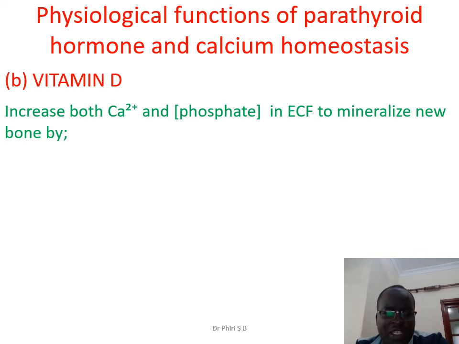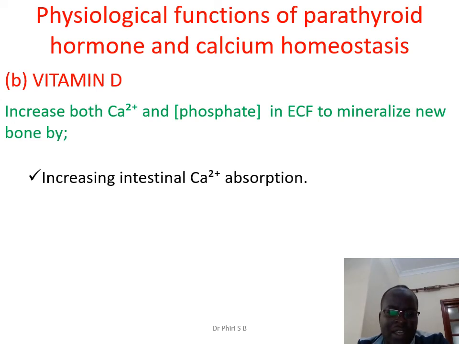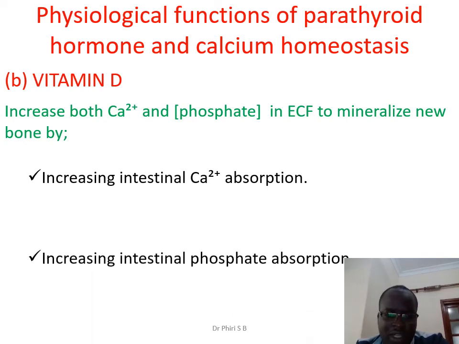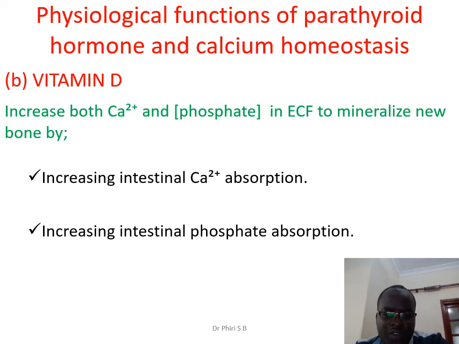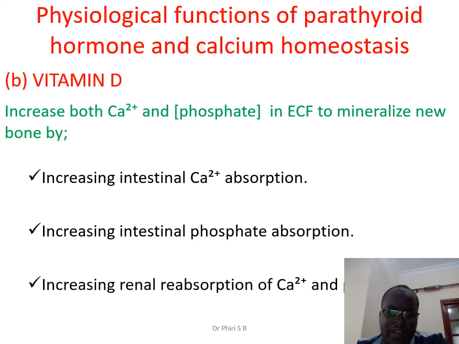The vitamin D is going to increase both calcium and phosphates in the extracellular fluid for new bone to form, so for bone mineralization. Like I said, how does it do that? It's going to increase intestinal calcium absorption. The intestinal calcium absorption is increased, and also the intestinal phosphate absorption is increased under the influence of vitamin D. At the same time, it's going to increase renal reabsorption of both calcium and phosphates.